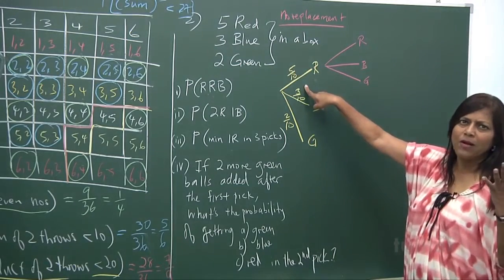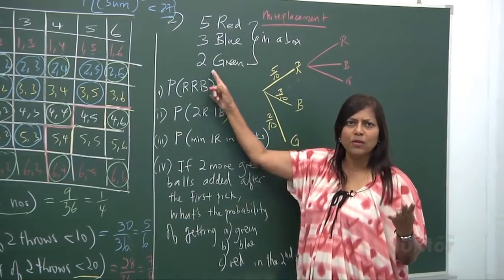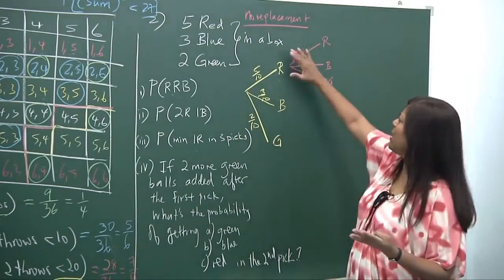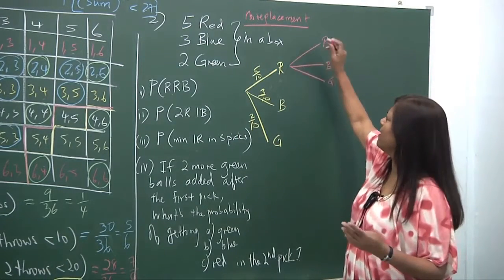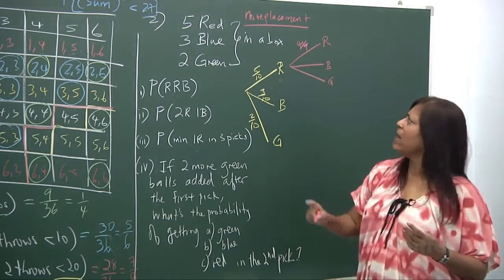You got 4. Now how many balls are there? 4 plus 3 plus 2. 4 plus 3, 7. 7 plus 2, 9. So now you have 9 balls left. You just look at this path. 9. How many reds are there? 4 out of 9.